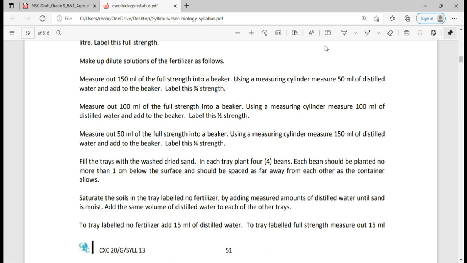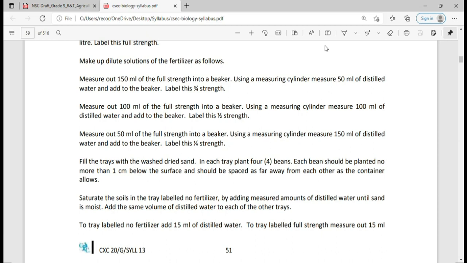Then you are going to saturate the soil in the tray labeled no fertilizer. How are you going to do this? By adding a measured amount of distilled water until the sand is moist. Add the same volume of distilled water to each of the other trays. So you want to ensure that everything is starting out with pretty much the same amount of water.